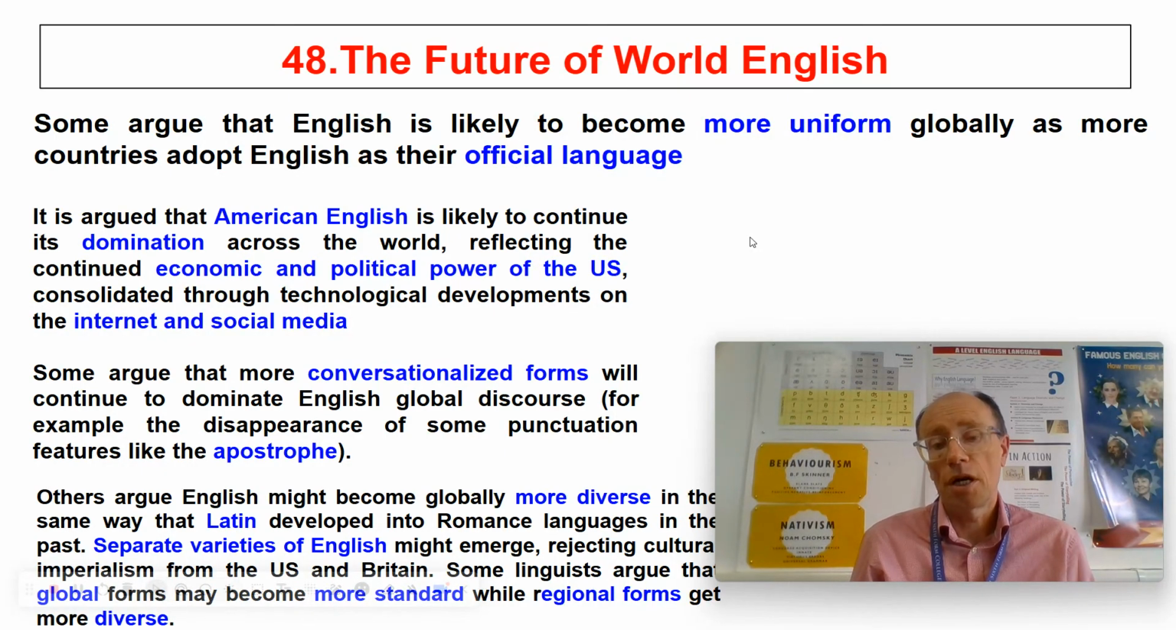Some linguists argue for a kind of halfway house. They argue that your global forms might become more standardized, but your regional forms might become more distinctive and diverse. So in that sense, every speaker of English will be a kind of bilingual speaker of English, where you learn to use a certain standardized international form of English in certain discourses, but use much more localized varieties in other discourses. Who can tell the future?